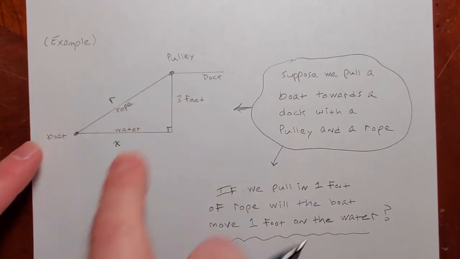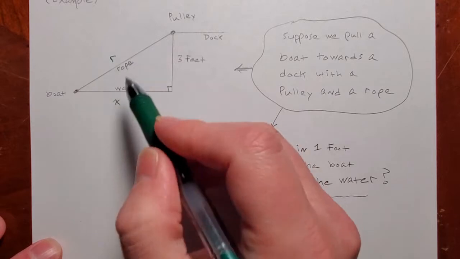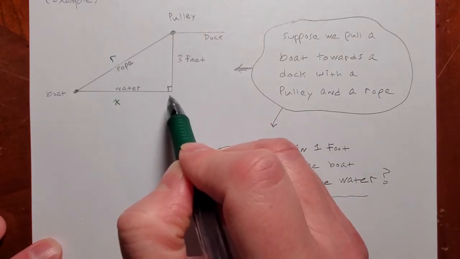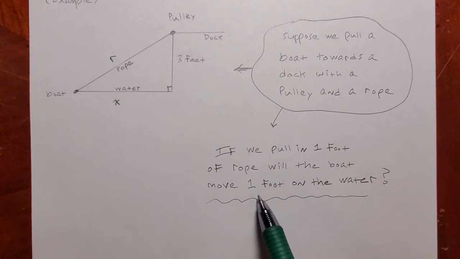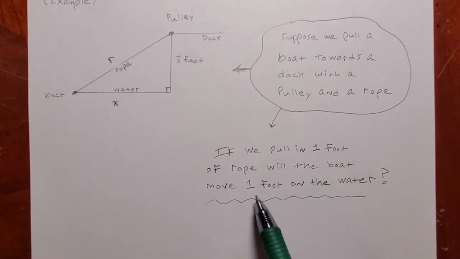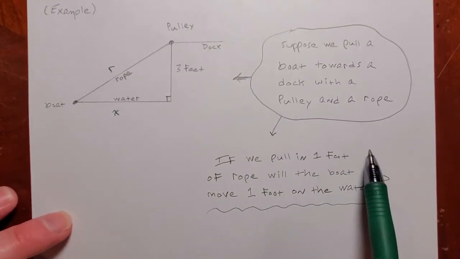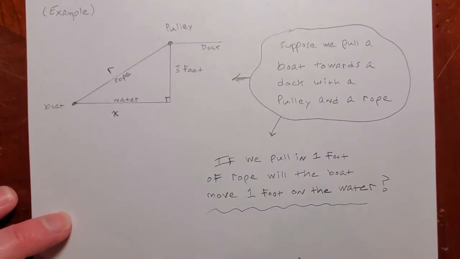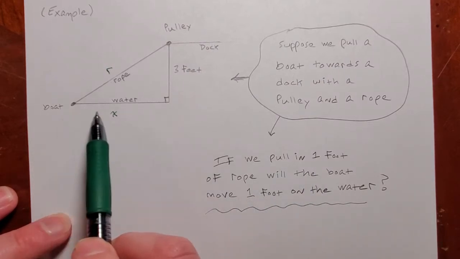But will they get shorter in the same way? Okay? How does r getting shorter cause x to get shorter? Like if I reel in 1 foot of rope, does that mean the boat moves exactly 1 foot on the water? Or does it move more or does it move less? Okay? Now, try to get your instinct. What does your instinct tell you? If we pull in 1 foot of rope, does the boat move 1 foot on the water?